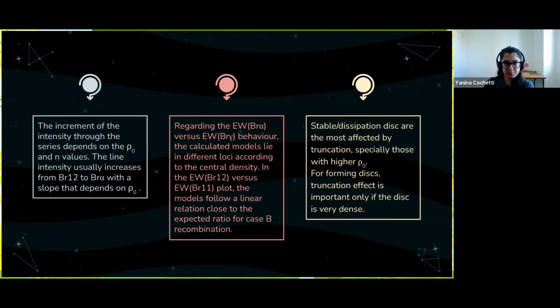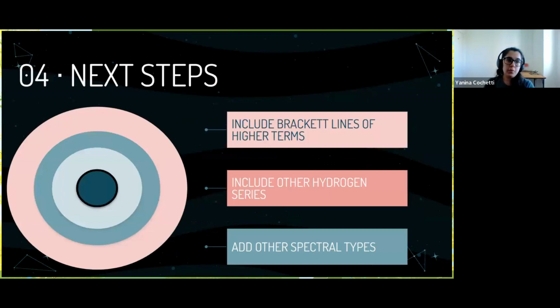So with what we want to do next, as I mentioned before, the model that we are using includes a hydrogen atom with 12 levels with non-LTE.